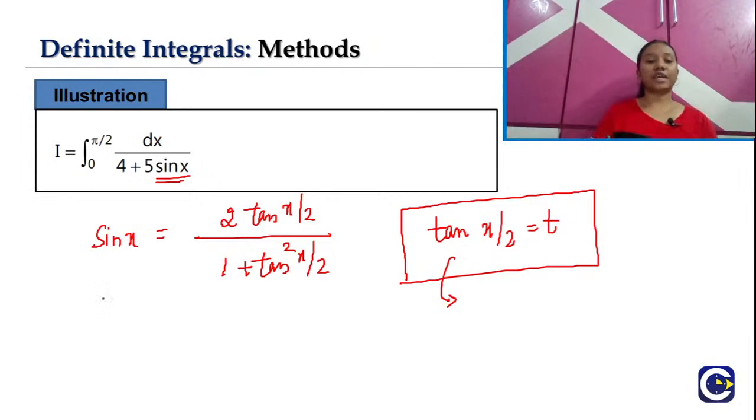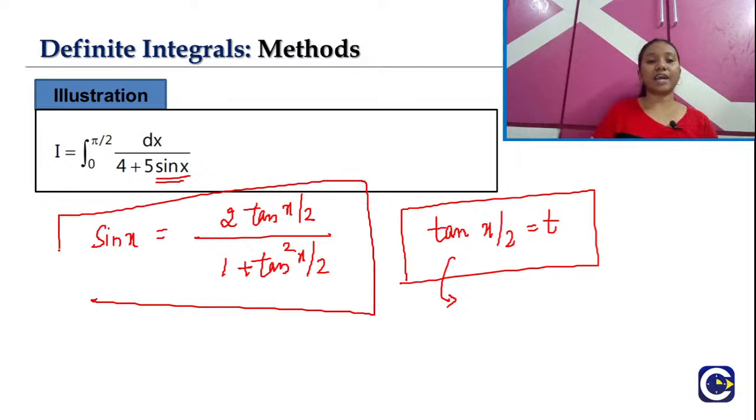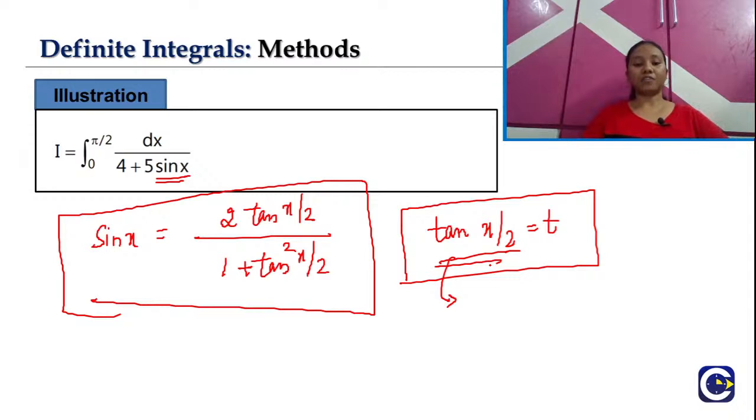So you can substitute this entire function in place of sin x and simplify the integral, and then the entire integral will be converted into an expression in terms of tan as well as secant. Then you can substitute t in place of tan x by 2, and the rest will be the same thing and you can simplify it easily. After integrating it, you can just substitute the limit values 0 and pi by 2, and that will be your final answer for this question.